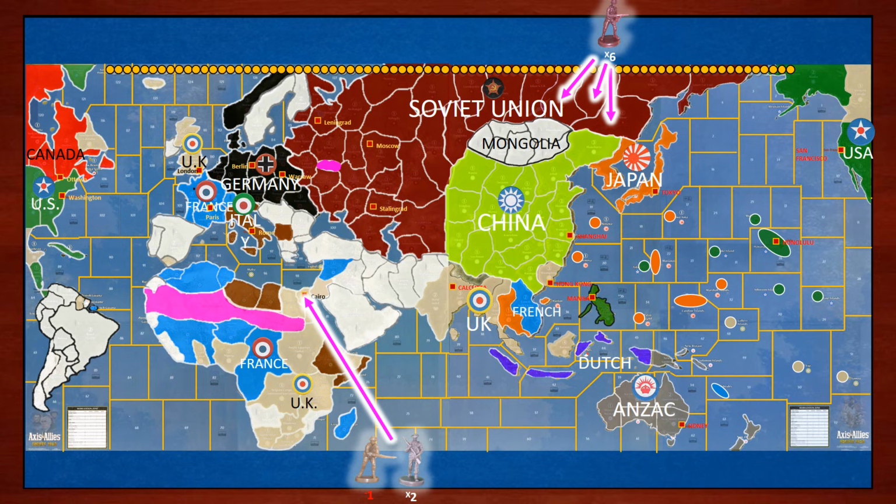To complete the setup for the Soviet Union, place 6 Soviet infantry in Amur, 6 Soviet infantry in Sakha, and 6 Soviet infantry in Buryatia. To complete the setup for the Anzac, place 2 Anzac infantry in Egypt and remove 1 UK infantry. When these units are placed, the board is set up and now ready to play.